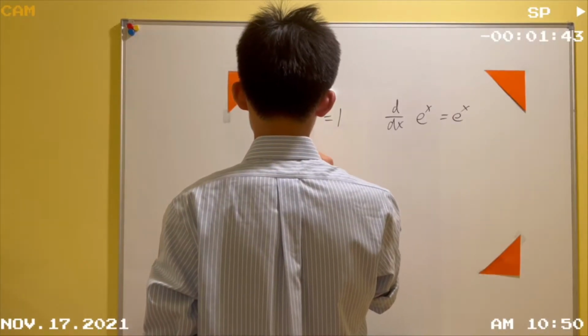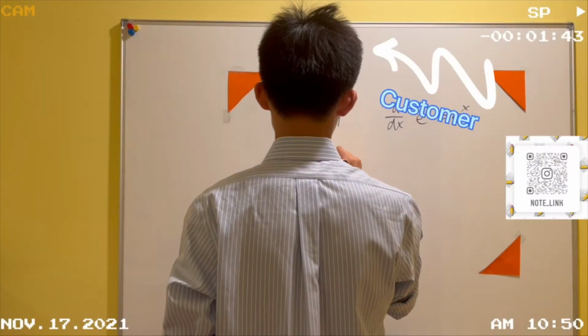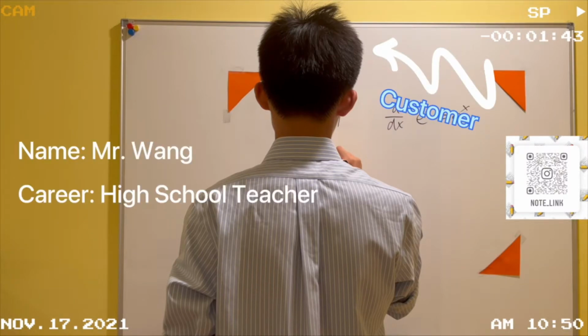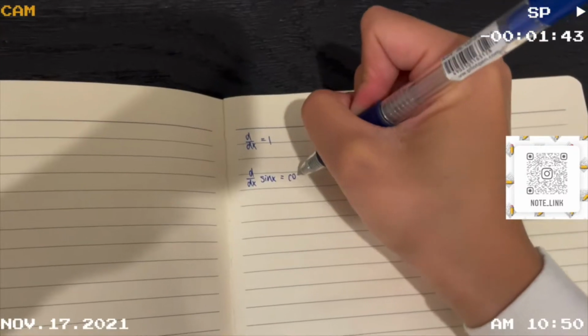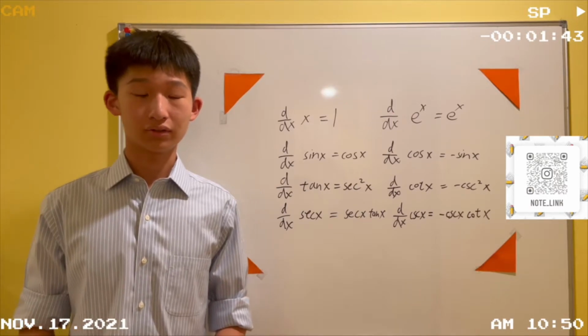The derivative of sin x equals cosine x. This is our customer, Mr. Wang. He works in a public high school as a math teacher. Alright, this is the end of Unit 2. Wait a second. Professor, I haven't finished my note yet.